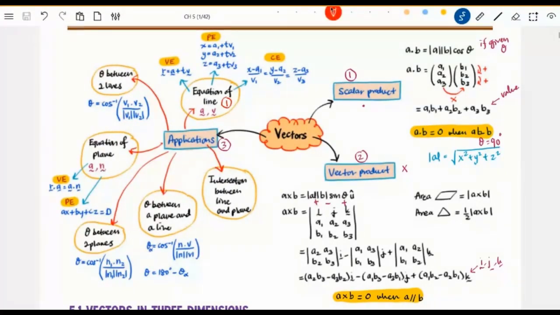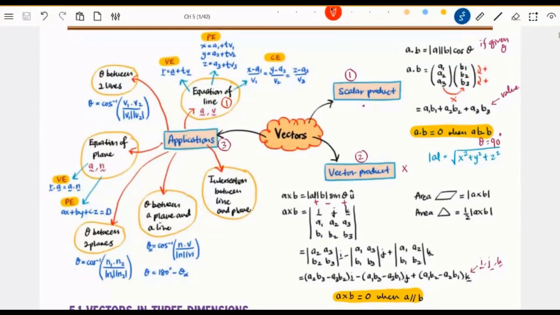Okay. So what you need in equation of line adalah A and V. A adalah position vector untuk point. V adalah direction vector untuk line. Okay, so we need A and V. Okay, so that one for equation of line.